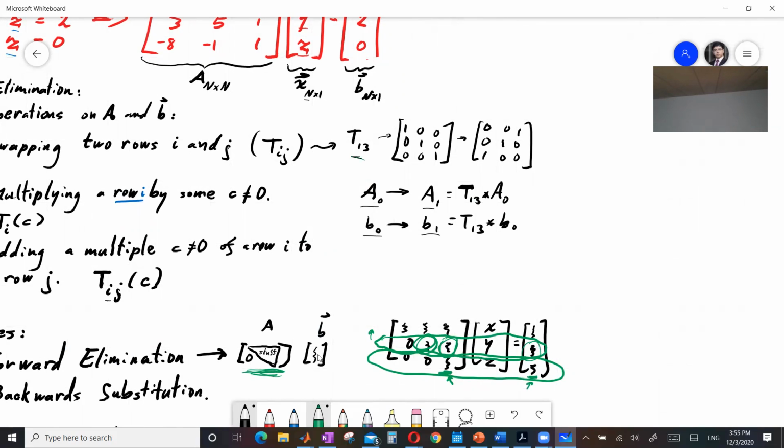Also, when I say pre-multiply, remember that these are matrix operations, matrix multiplication. So with matrix multiplication, the order actually matters. If I have T13 times A0, it has to be in this order. This is not equal to A0 times T13. So it has to be pre-multiplied. By pre-multiplying, I mean multiplying your modifier from before, from the left.